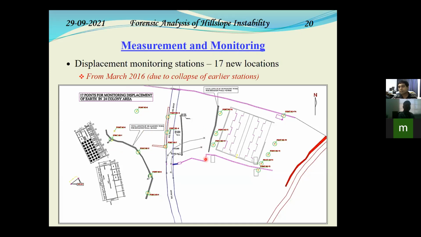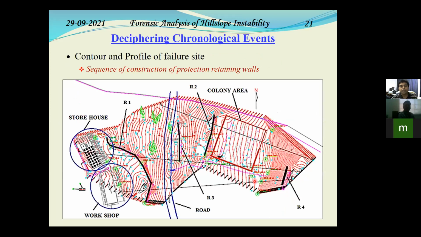So we had some records or some idea about how much of displacement took place over this entire cross-section area. And that would help us when we develop the preliminary model and give a certain idea how similar or dissimilar the things are. So this is the contour plan of that area.